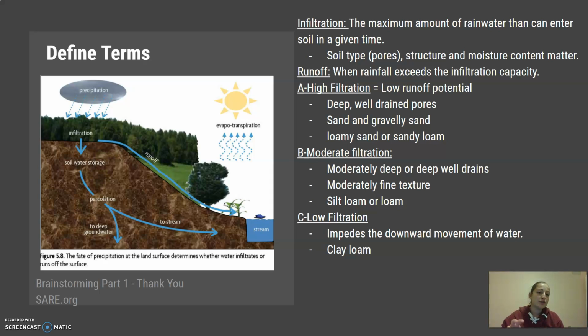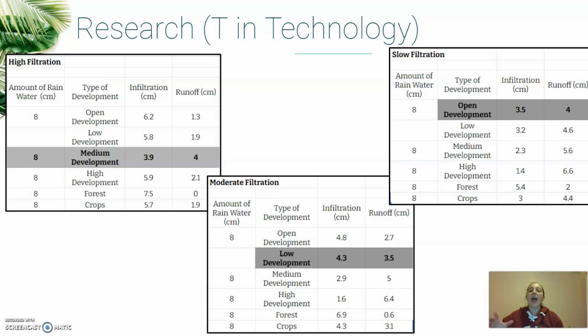So a high filtration has a lot of sand, it's gravelly, the pores are big, giving it that type of soil composition, whereas moderate is a fine texture, so it's moderately deep pores, and that's more silty, whereas your low filtration is very clay-like, so very compact. So knowing that we have these 3 different types, that's where my research and the technology aspect started with the simulation. So I ran all 3 different filtrations.